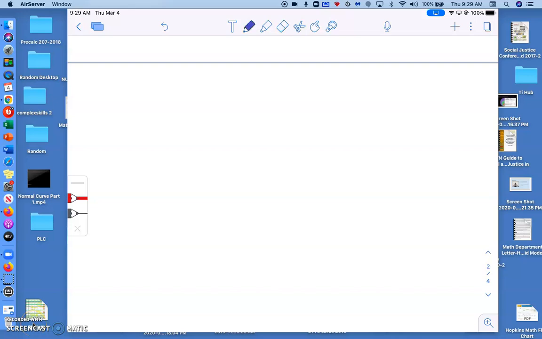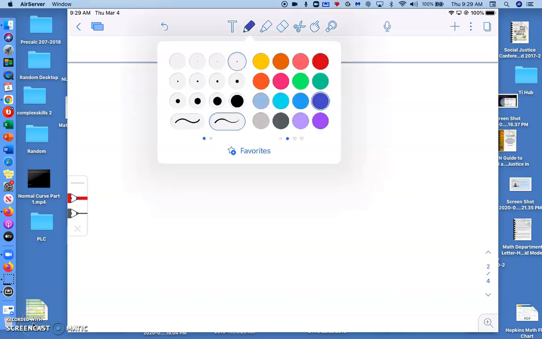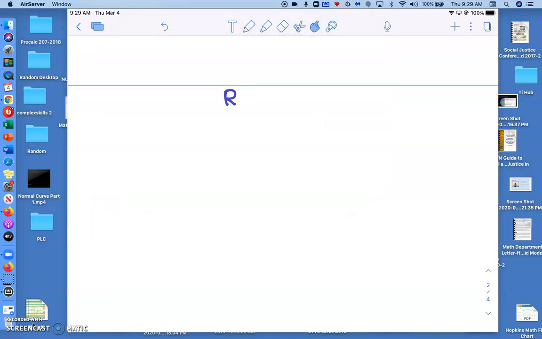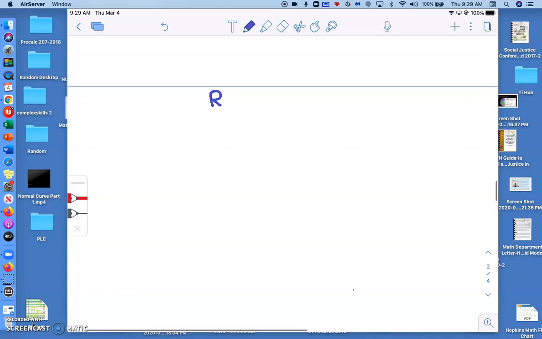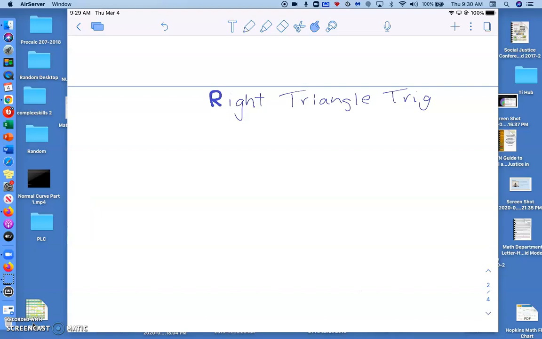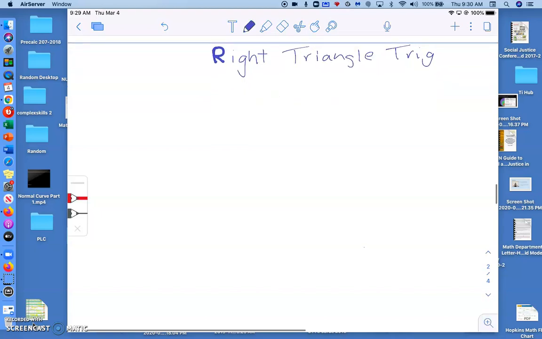Today we're going to take a look at right triangle trig. You guys might remember doing this probably back in geometry. I don't think anybody did it last year, but do you guys remember SOHCAHTOA?